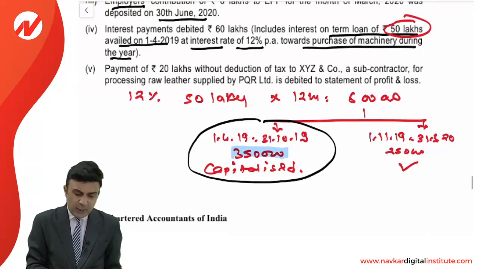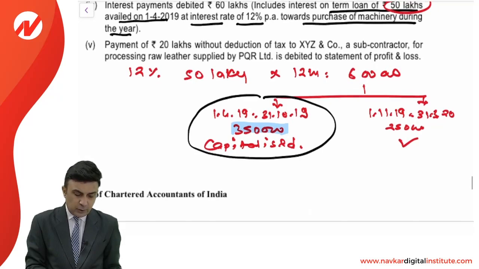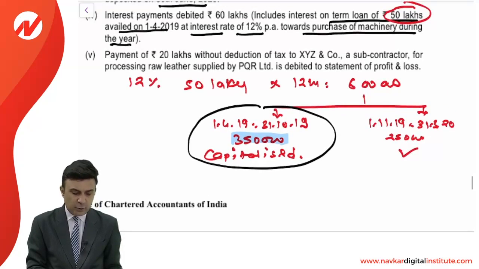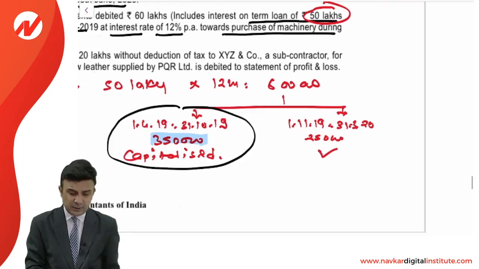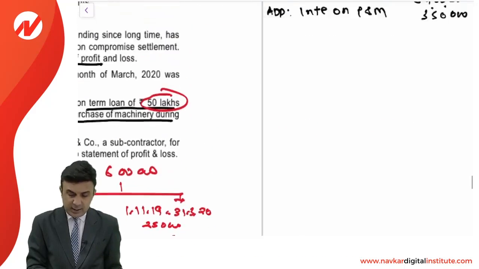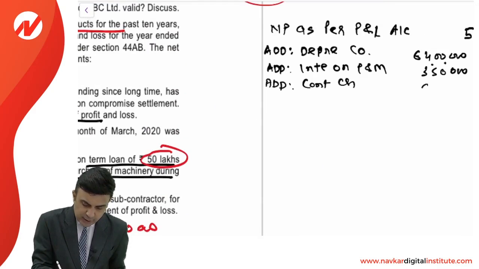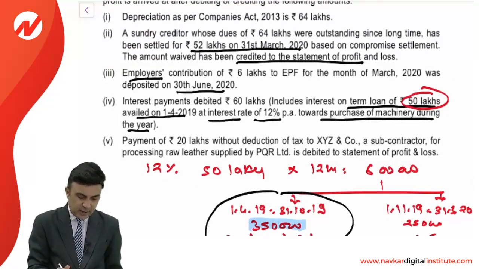You are given the fair answers. Payment of 20 lakh without deduction of TDS to XYZ Limited, a subcontractor for processing raw leather supplied by PQR Limited, is debited to the statement of profit and loss account. If you are making the payment without making TDS, you should be ready to face 30% disallowance. And hence, friends, here your disallowance will be contract charges of 6 lakhs, which is going to be disallowable out of 20 lakh.